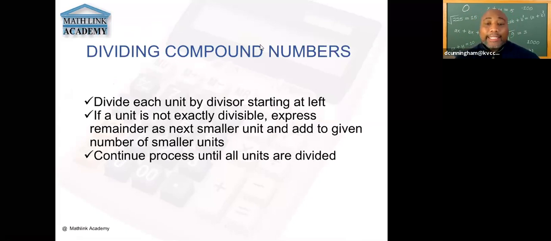If a unit is not exactly divisible by the divisor, we want to express the remainder as the next smaller unit and add it to the given number of the smaller unit. Continue the process until all units are divided. It is very important which direction you go for division. For multiplication, we started from the lower unit and expressed it in the bigger unit. So let's look at a problem with division and how we do division, which is a little bit different.